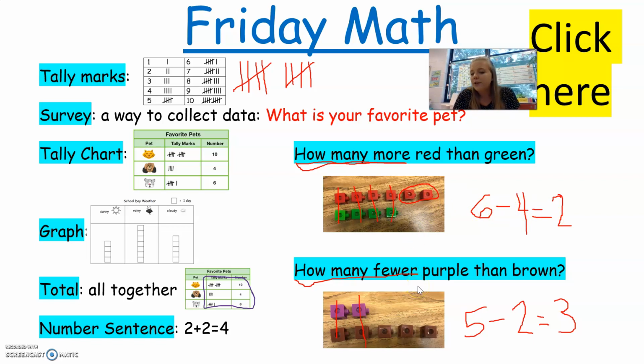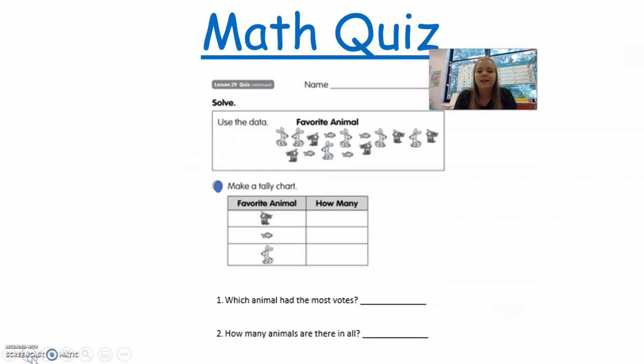For how many fewer, you do pretty much the same thing. So line up your squares or your circles or whatever you're using. Cross out your pairs, and however many you have left is how many fewer. To subtract, remember, take the bigger number, subtract the smaller number, and however many don't have pairs, that'll be your answer, okay?